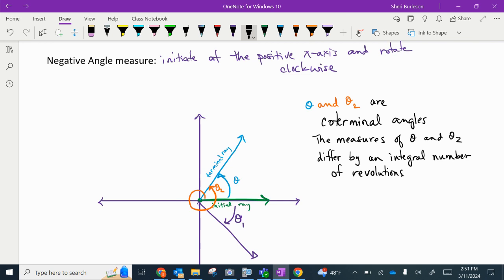So here I have one full revolution and then the same. This angle measure and this angle measure differ by 360 degrees, right? Because that's one full revolution. Do you agree with that? This is the super important.